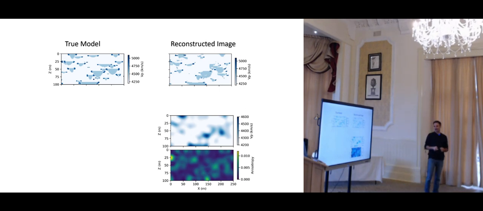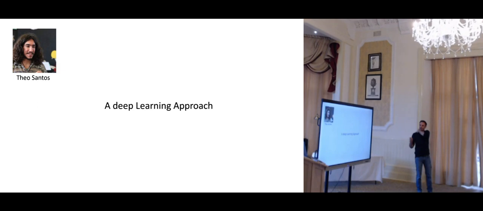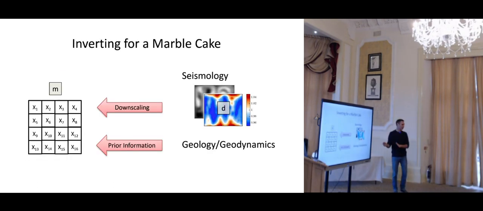Okay, so that was the first part, and now I'd like to talk about the project that Theo is working on, which is a very different way to address a bit the same problem, a deep learning approach. So we are back to the same problem. We have seismology, a tomographic image. We want to downscale it, and we want to add extra a priori information, geology and geodynamics.